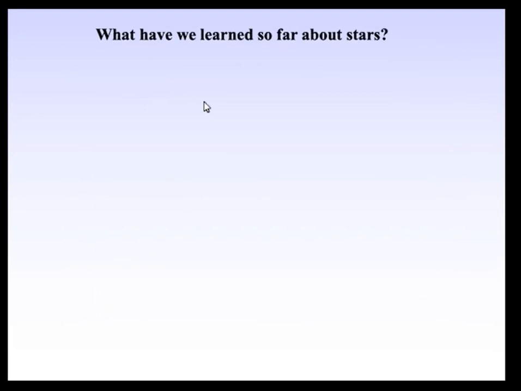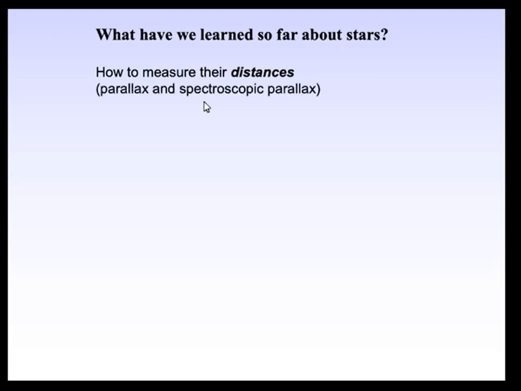Why do we want to know the mass of a star? Well, let's go back and review what we've learned so far. We've talked about how to measure their distances using parallax, and then that other technique called spectroscopic parallax, which I said has nothing to do with the first parallax, but it's just another distance technique. We talked about how to measure stars' luminosities. Once we know their distances, then we can get their luminosities.